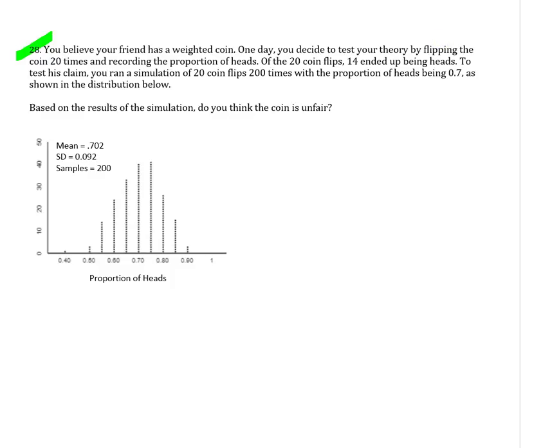All right, and similar problem, but phrased a little bit differently. We're going to do a coin one more time. You believe your friend has a weighted coin. One day you decide to test your theory by flipping the coin 20 times and recording the proportion of heads. Of the 20 coin flips, 14 ended up heads. So right now I'm thinking p hat equals 14 out of 20.